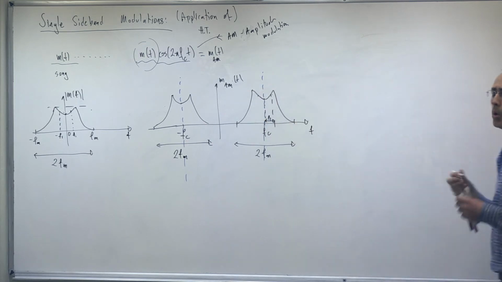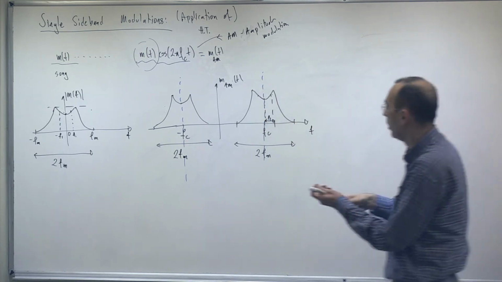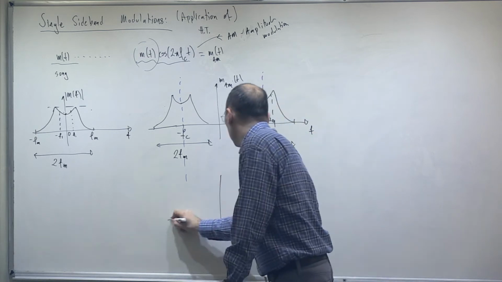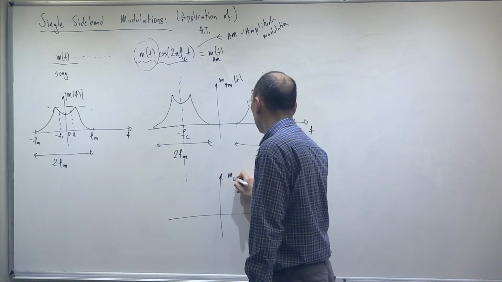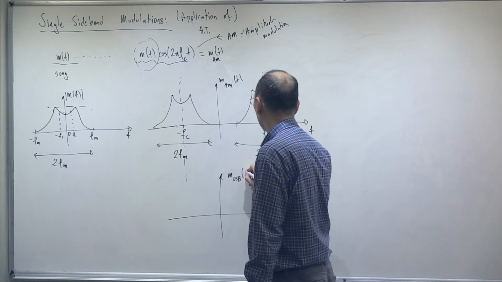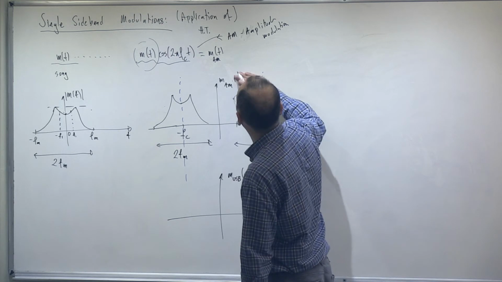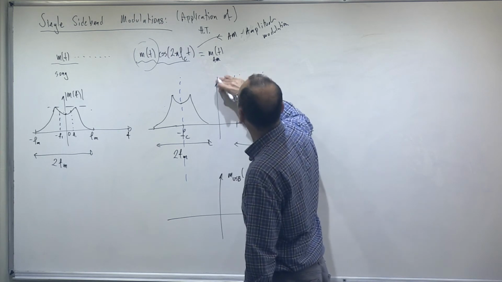So that is the idea. How can I do that? That will be the issue. So let me sketch this. This is the upper sideband. This is a function of f.